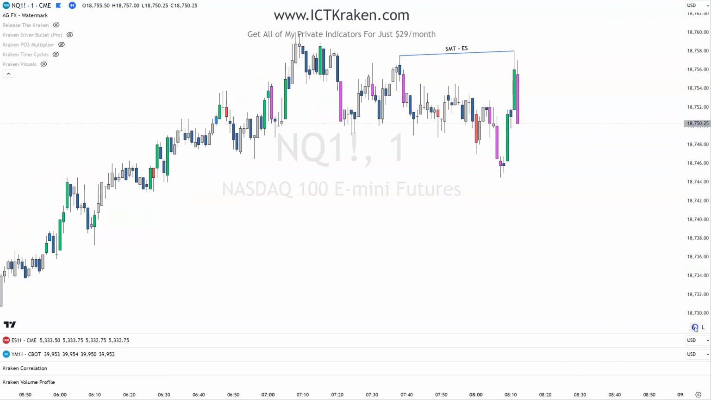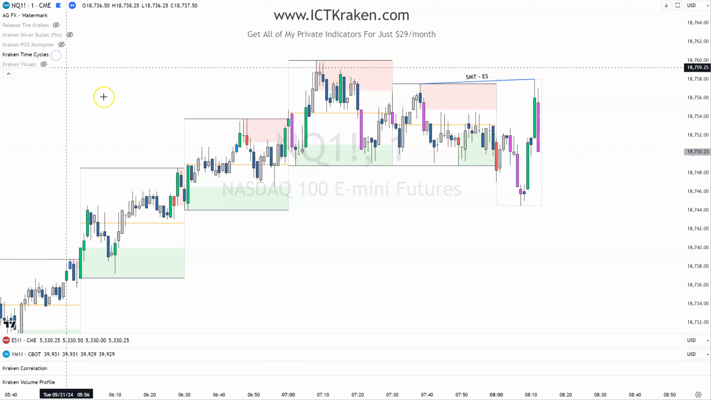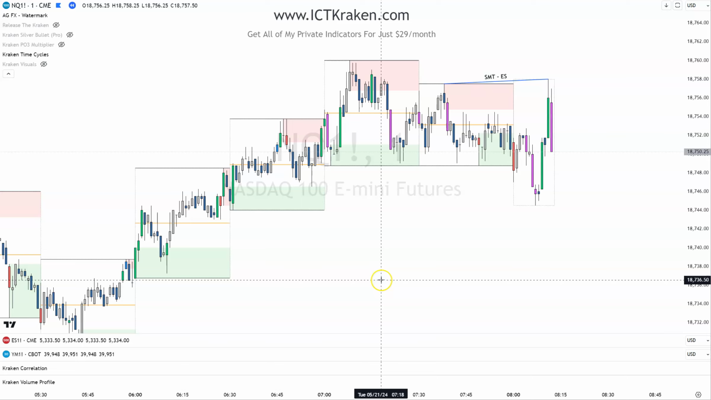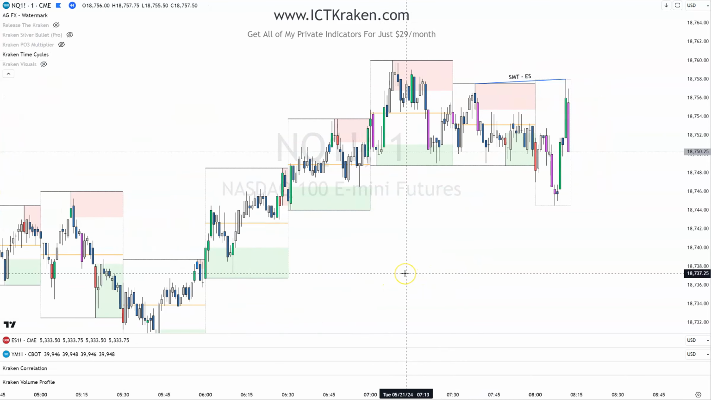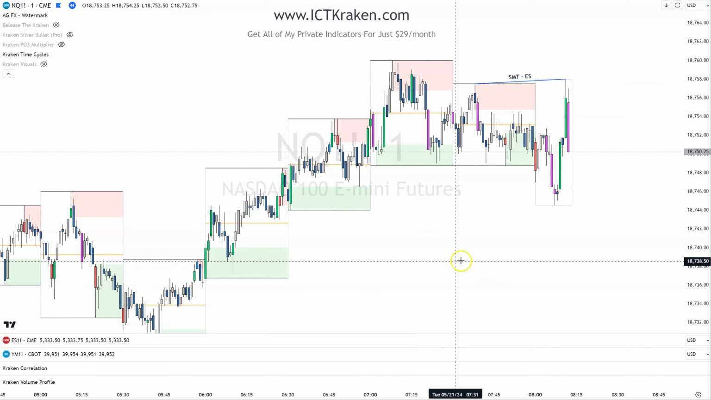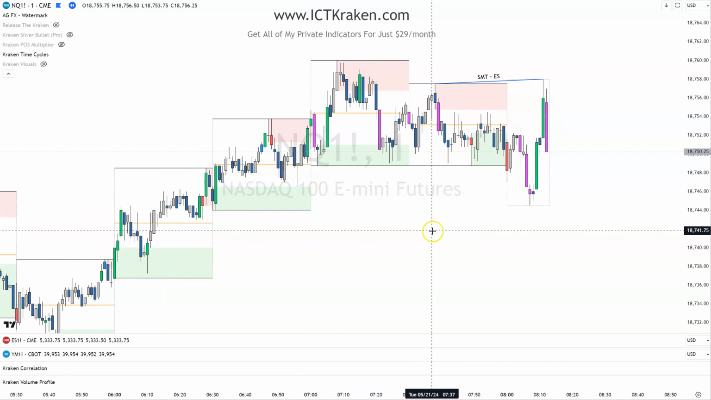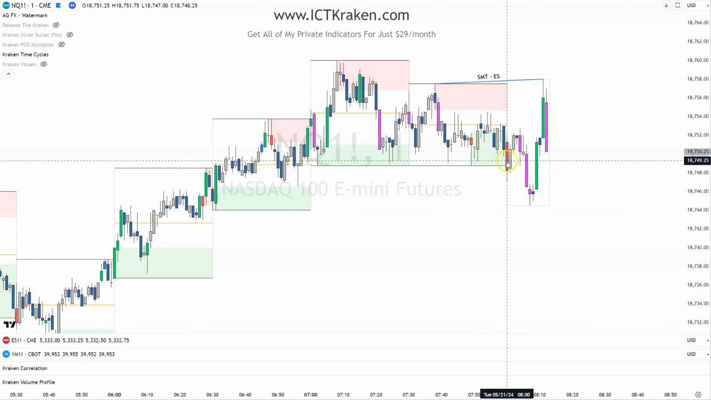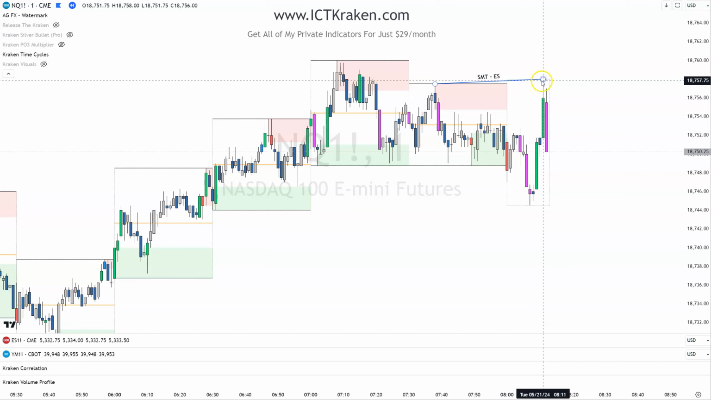Okay, let's do this like this. So I'm going to turn it on. It's already set up. I'm not going to go into the settings because that's going to change. But this right here is 30-minute time cycles. Usually I like 90-minute time cycles and session cycles and daily, weekly, monthly, quarterly cycles, but this is 30-minute cycles. So you'll see that in this 30 minutes from 7:30 to 8 a.m., this candle right here took the high.